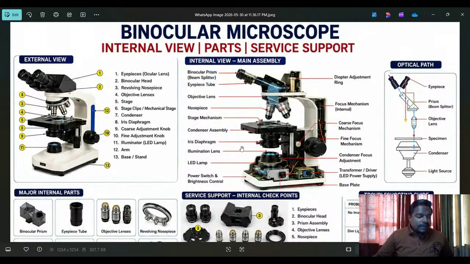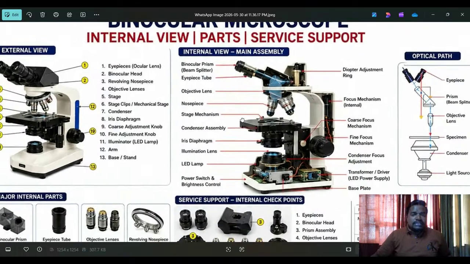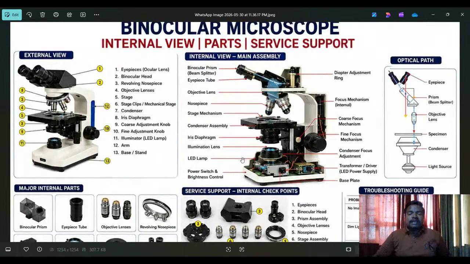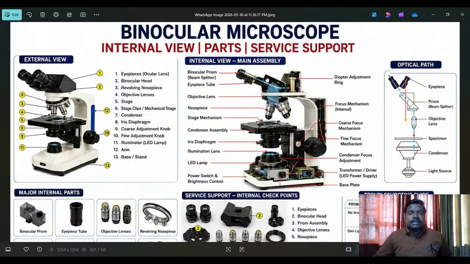And finally, I want to show you a very important topic very clearly. Now see here, the internal view parts of the service support. This is a very, very important topic. In this live session, you can get the details of the binocular microscope very clearly. Again, I am mentioning, binocular microscope. First of all, see what things are available in this.